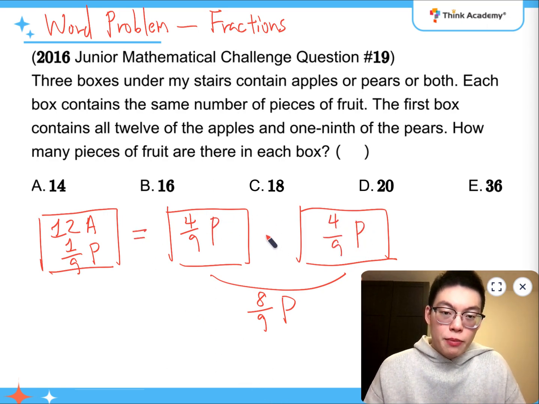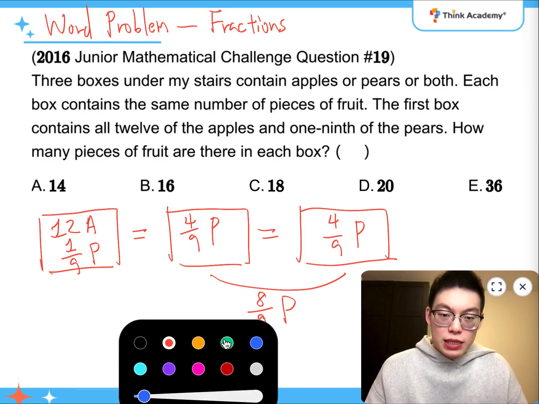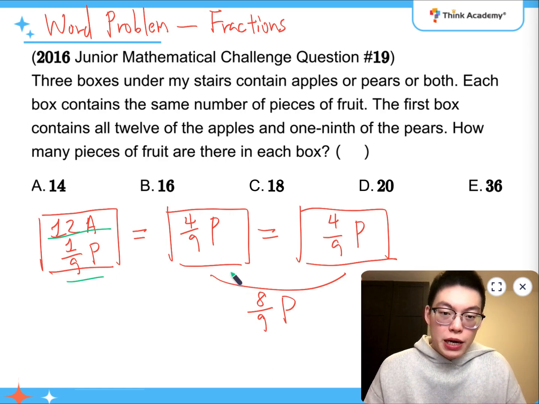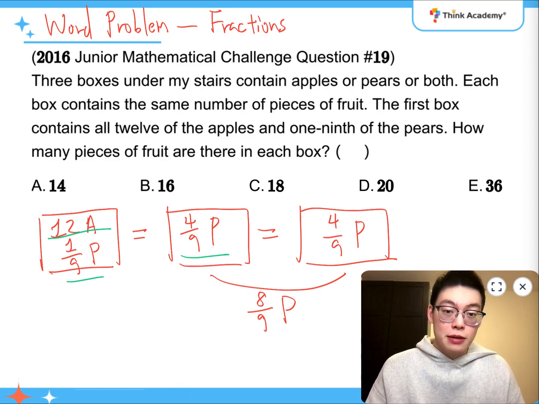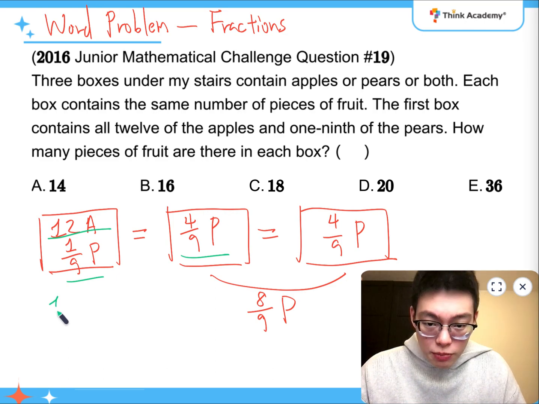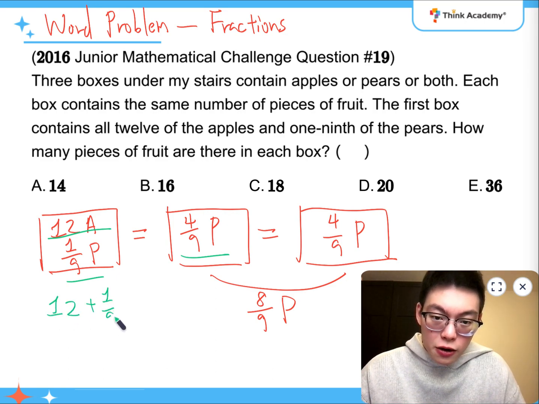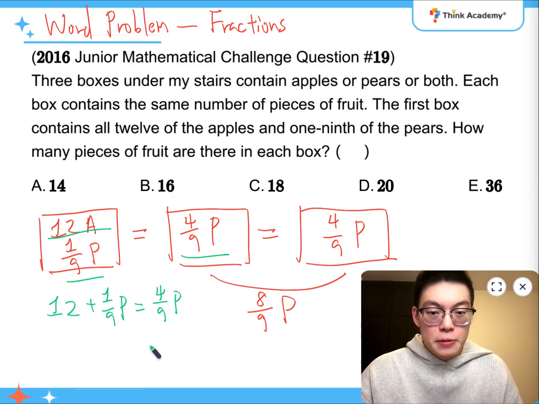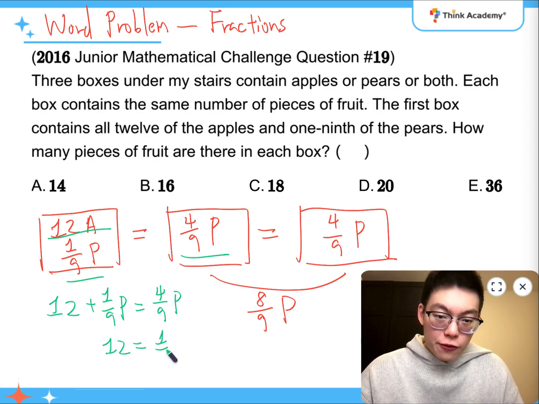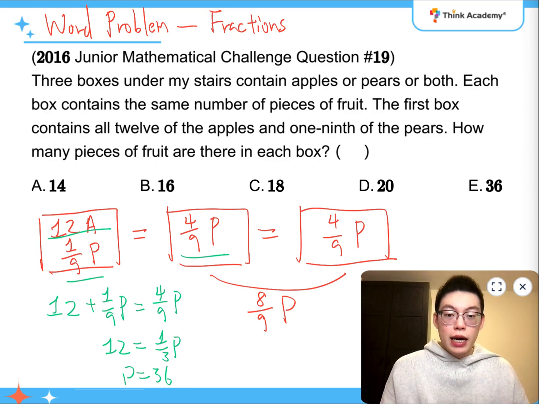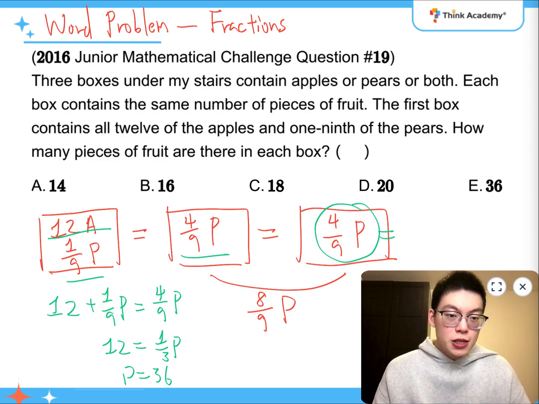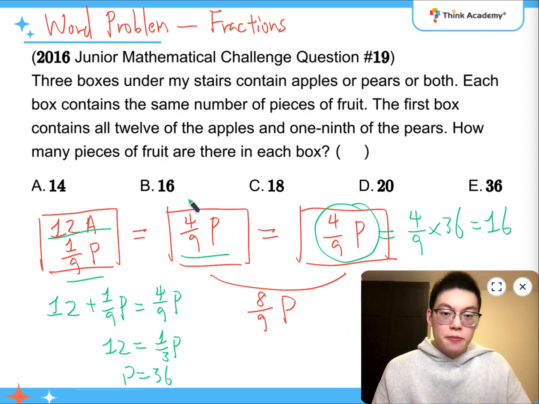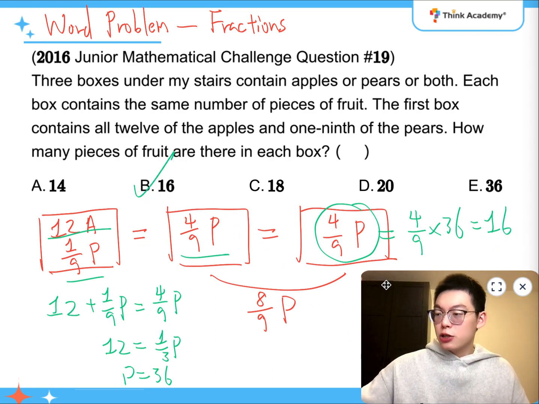And we know that all of them have the same number of fruits, which means that 12 apples adding a 9th of the pears is 4/9 of the pears. Well, in terms of the number, so it means that 12 adding a 9th of P is equal to 4/9 of P, where P is the number of pears. So we know that 12 is a third of P, and P is 36, which means that there are 36 pears altogether. And in each box, we have 4/9, which is going to be 4/9 times 36, and that's 16. So the answer is going to be B for this question, okay?